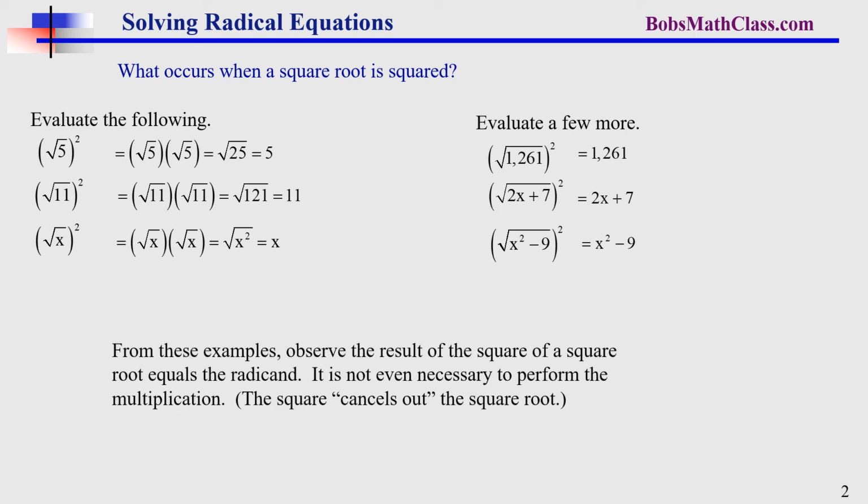Okay, so that's what this note says. Observe the result of the square of a square root equals the radicand. It's not even necessary to perform the multiplication. The square cancels out the square root.